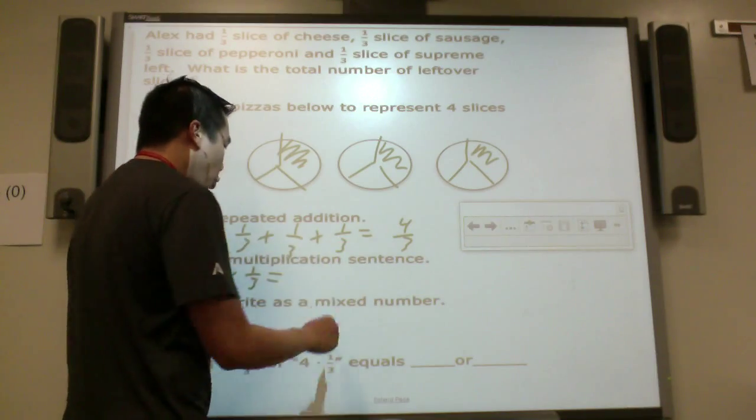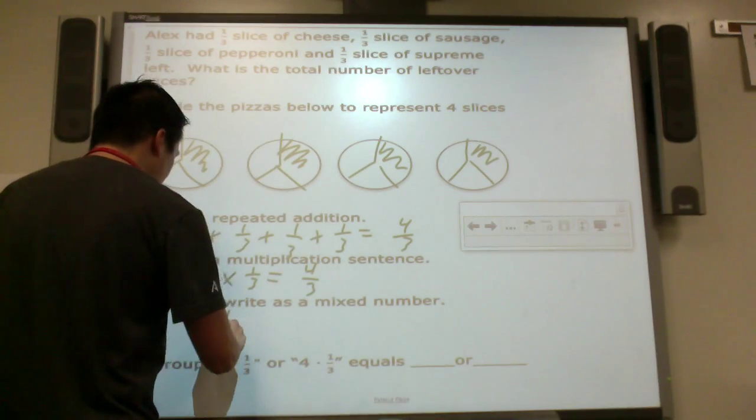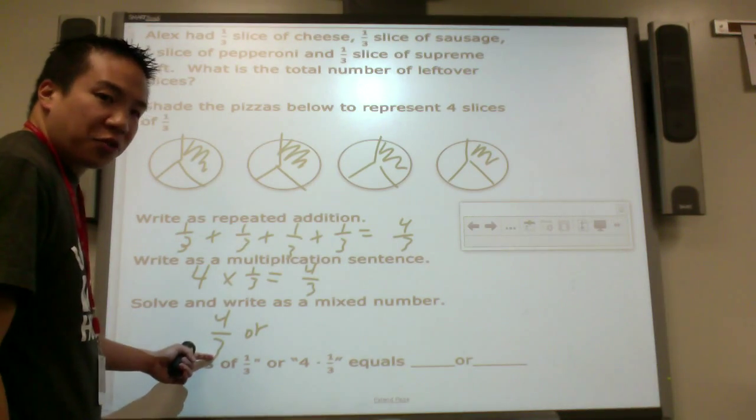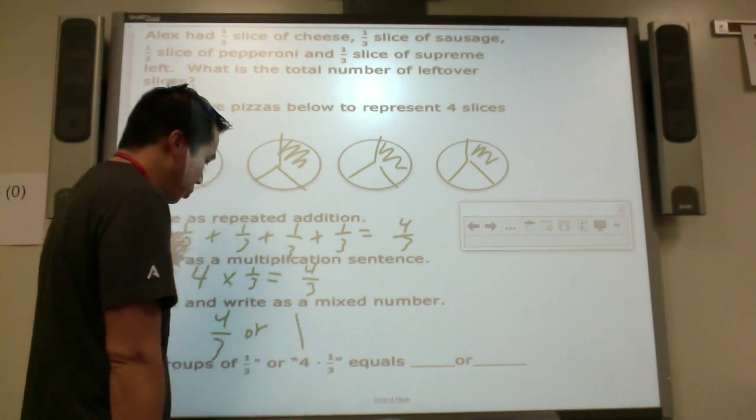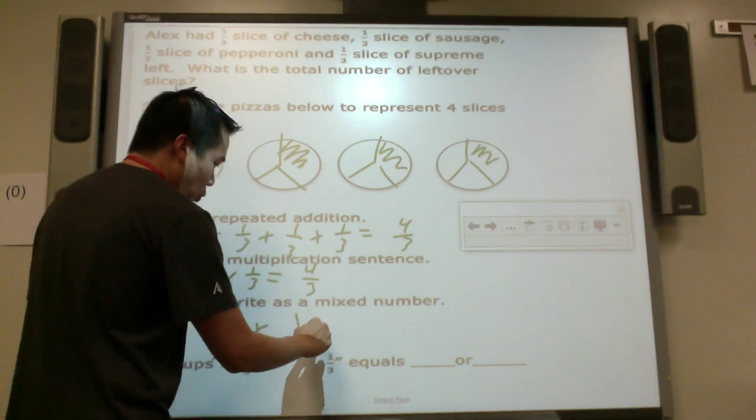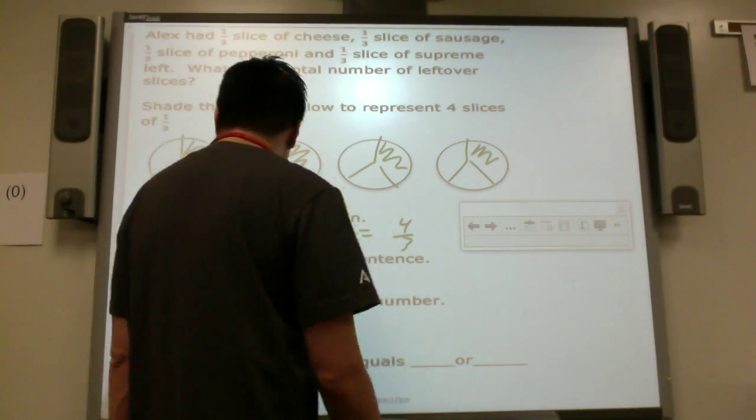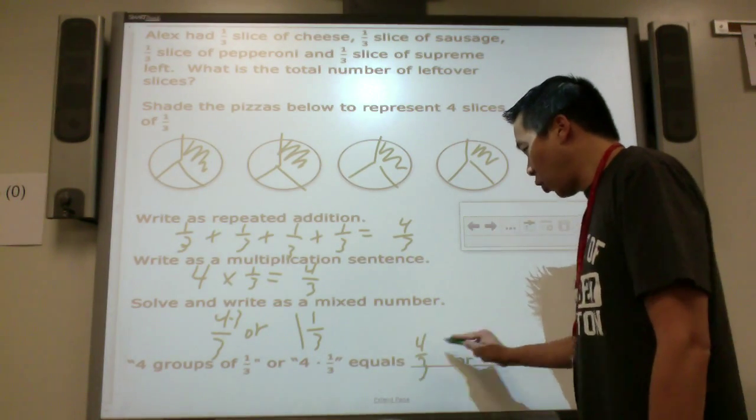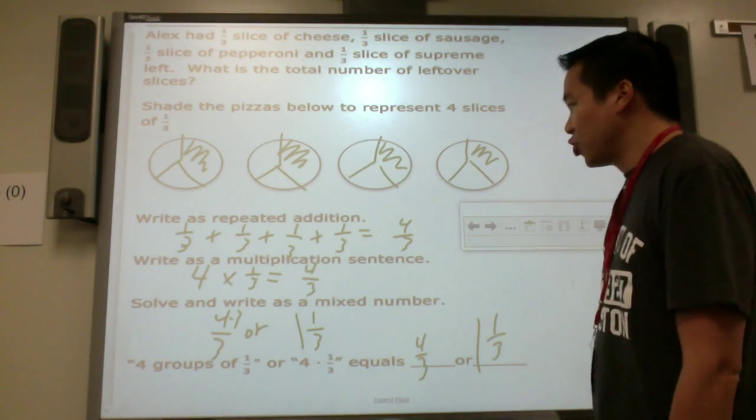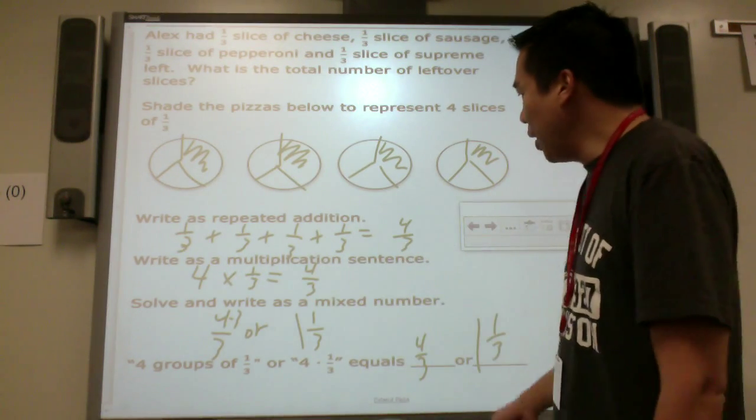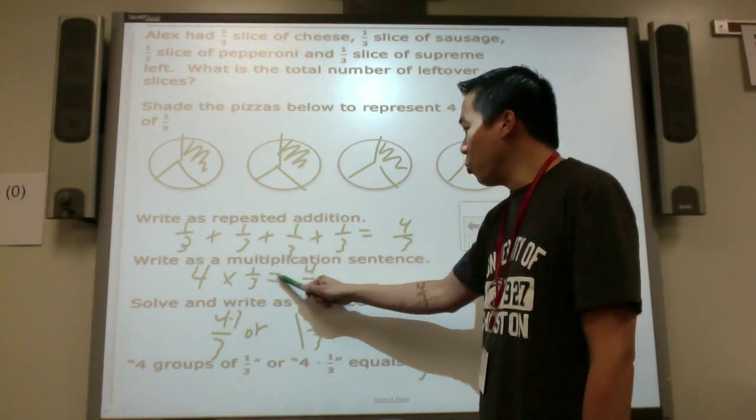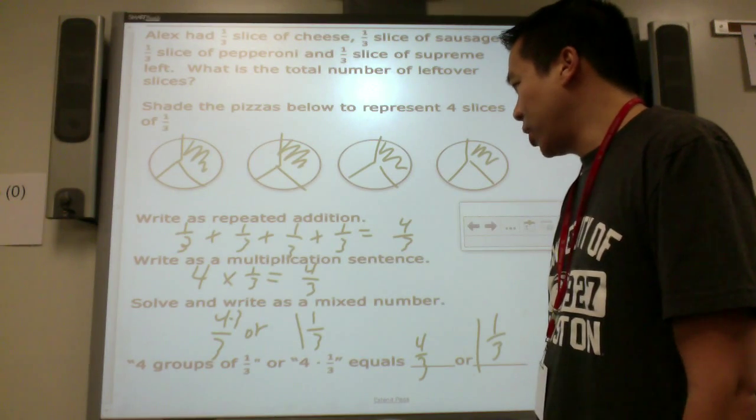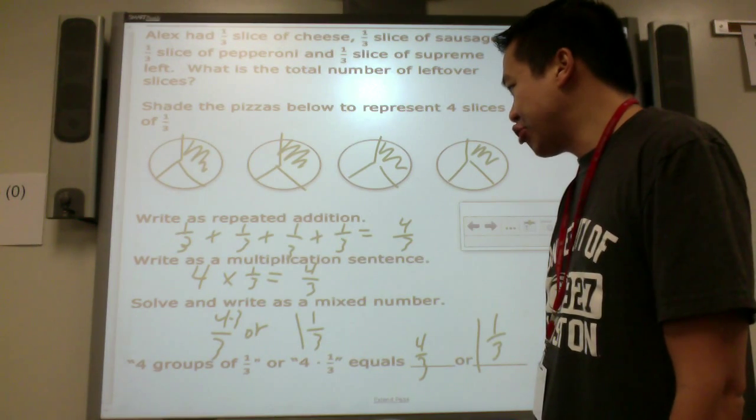So we have 4/3. Is there another way to say this? You did learn this in elementary school. How many groups of 3 go into 4? 1 group. What do you have left over? 1. 1 and 1/3. So 4 groups of 1/3, or 4 times 1/3, is 4/3, or 1 and 1/3. So repeated addition, multiplication. I wonder how they came up with 4/3 through this multiplication. 4 times 1/3 is 4/3.